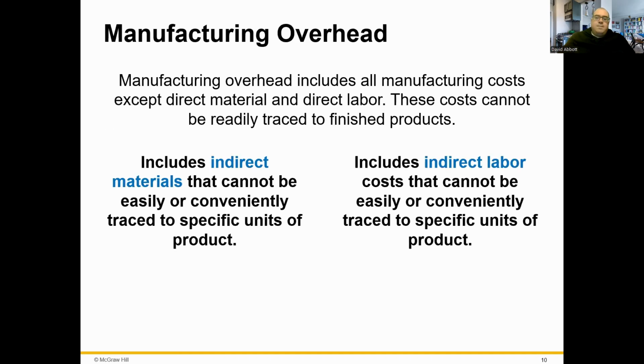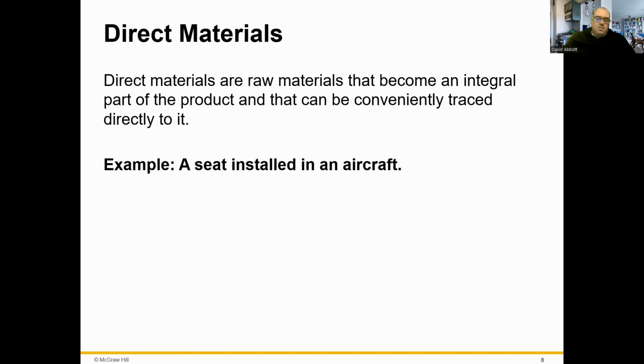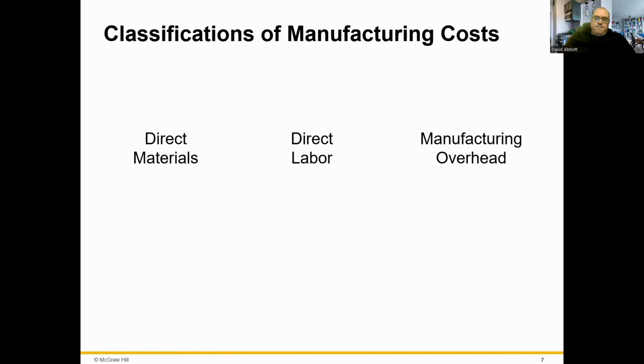Okay. And they have some examples here, and then I'll go into some more. So manufacturing overhead includes all of the manufacturing costs except our direct materials and direct labor. And these costs cannot be readily traced to finished products, also called indirect manufacturing cost, factory overhead, or factory burden. Those are all other names that you might hear for this. And I'll touch some more on this in a minute.